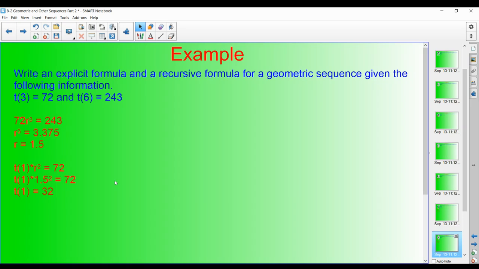And now I'm going to write an equation with r and with my first term. So the explicit formula, t of n equals 32, which is my first term, times 1.5, which is my multiplier, to the n minus 1.